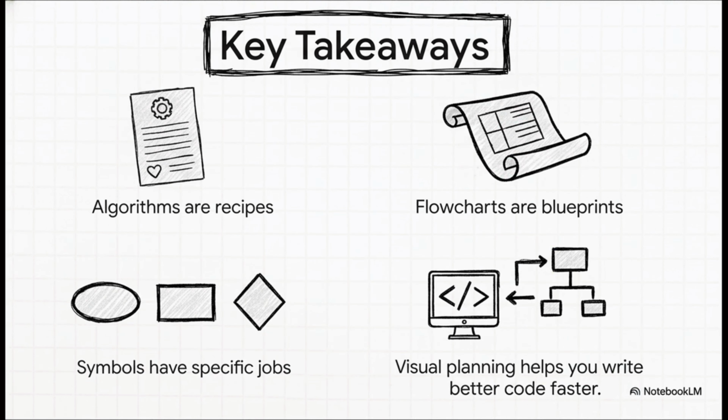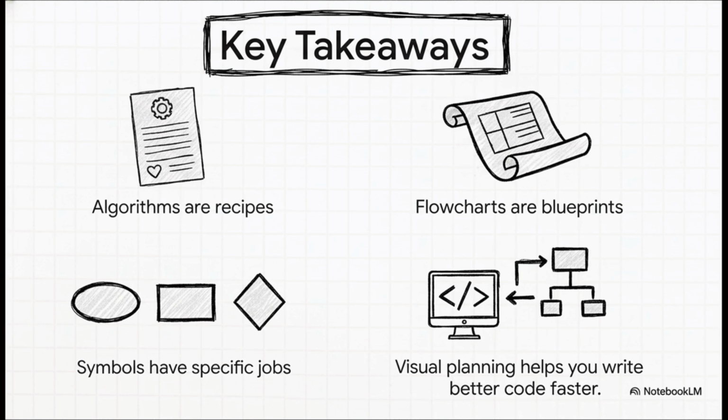Okay, let's boil all this down. What are the big takeaways? 1. Algorithms are just super precise recipes for computers. 2. Flowcharts are the visual blueprints we use to design those recipes. 3. Each symbol has a very specific job to do: starting, doing, or deciding.